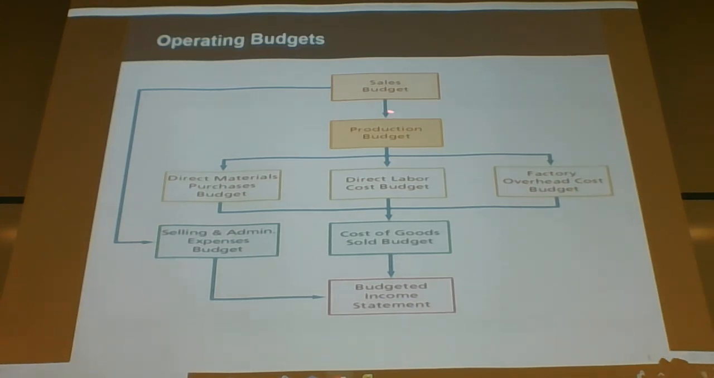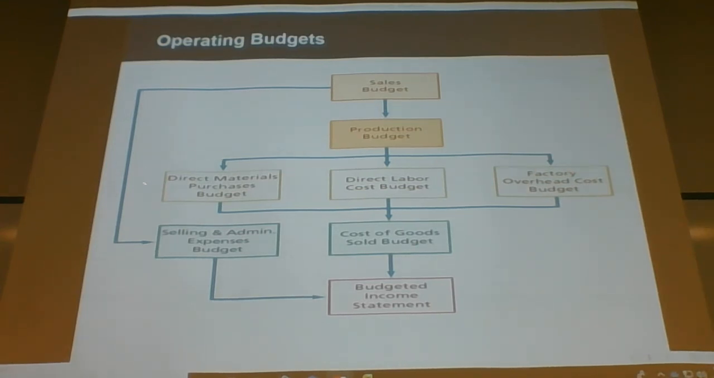Once we have determined what we hope to sell over the course of the year, we can start coming up with our production budget. Once we have our production budget, we can split this off, and depending on what we're making, we can come up with a direct materials purchases budget, a direct labor cost budget, and a factory overhead cost budget. I will say one thing, I probably should have mentioned this. When we talk about a production budget, we're talking about units of production. We're not talking about a dollar figure there. We're talking about units right here. Everywhere else, I believe we're talking about dollars.